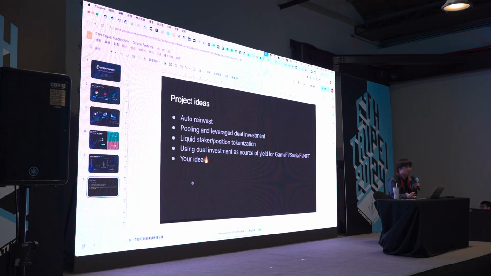Yeah. And the second part could be quite different, which is we consider Dyson Finance as a source of revenue, and we can build whatever product makes sense whenever there's some prize. So you probably can make some GameFi or SocialFi product that users need to deposit to play, and the winner, either elected randomly or by skills, will get a prize, and that source could be from either the premium or from the Dyson token farmed by all of the users that have ever performed dual investments.